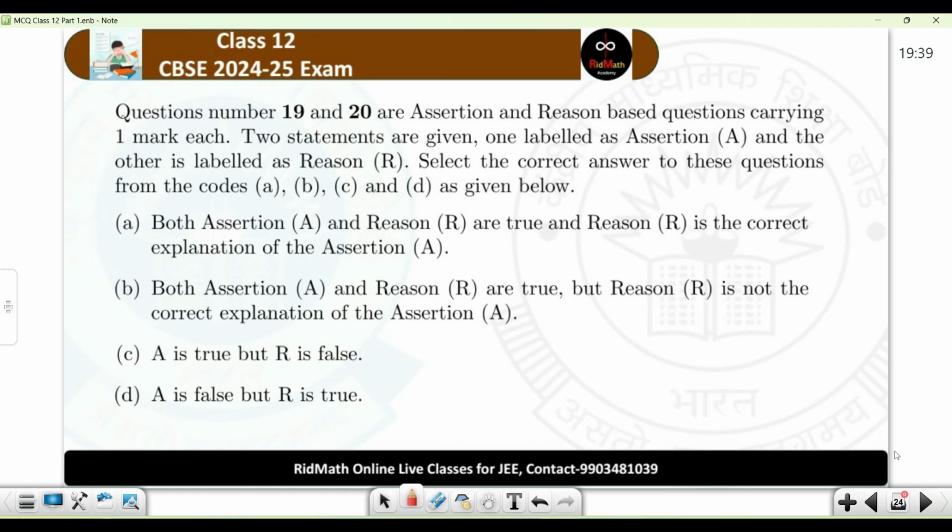So question number 19 and 20 are assertion reason based questions carrying 1 mark each. Two statements are given, one labeled as assertion A and the other is labeled as reason R. Select the correct answer to this question from the codes A, B, C, D given below. A: Both assertion and reason are true and the reason R is the correct explanation of assertion A. B: Both assertion and reason are true, but reason is not the correct explanation of assertion A. C: A is true, R is false. D: A is false and R is true.